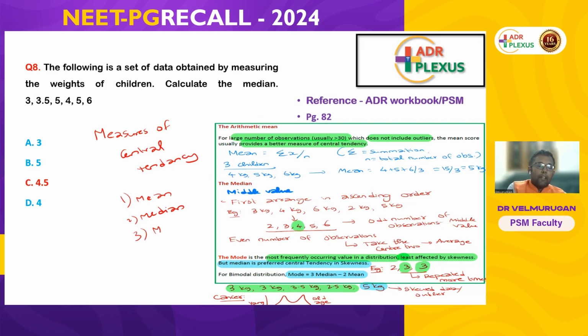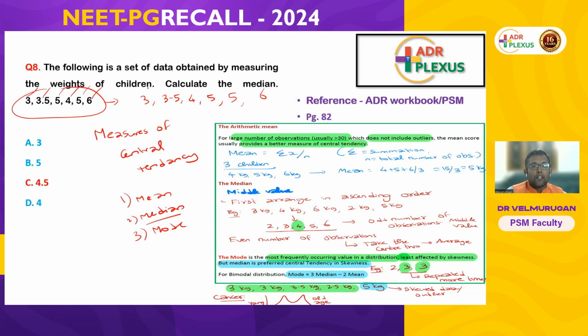Apart from the arithmetic mean, mainly we are following median and mode. So what is median? Median means center value, middle value. We have to first arrange in ascending order. So we have arranged in ascending order: 3, 3.5, 4, 5, 5, 6.